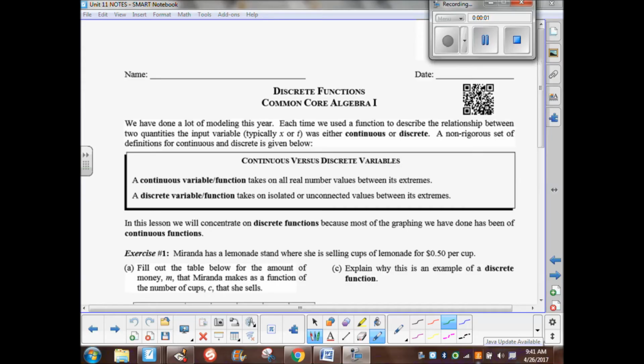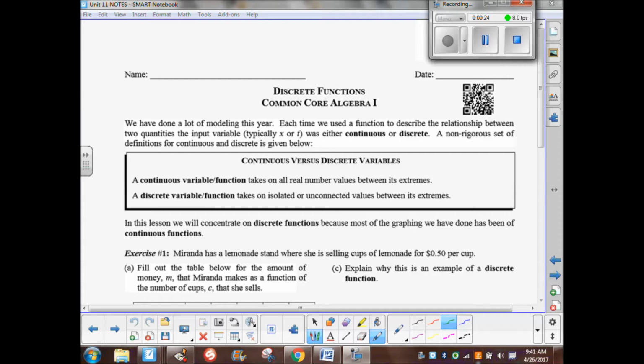All right, so discrete functions, lesson 3, and it says we've done a lot of modeling this year. Meaning you're taking some application type of problem and doing something with it. It's not just an exercise for your brain. The modeling is the real life application reasoning kind of questions.